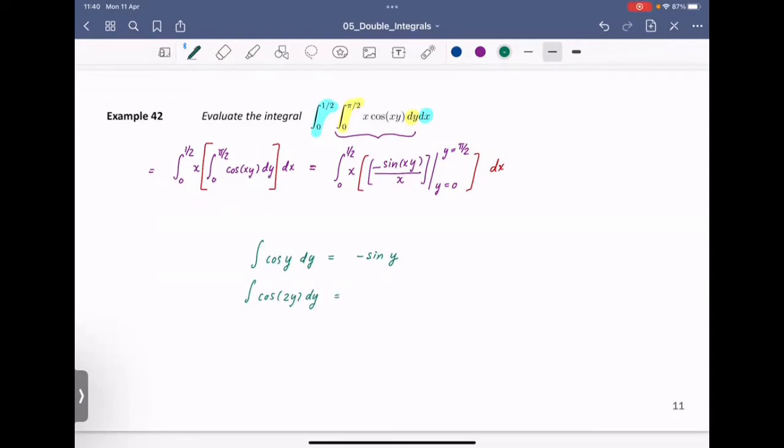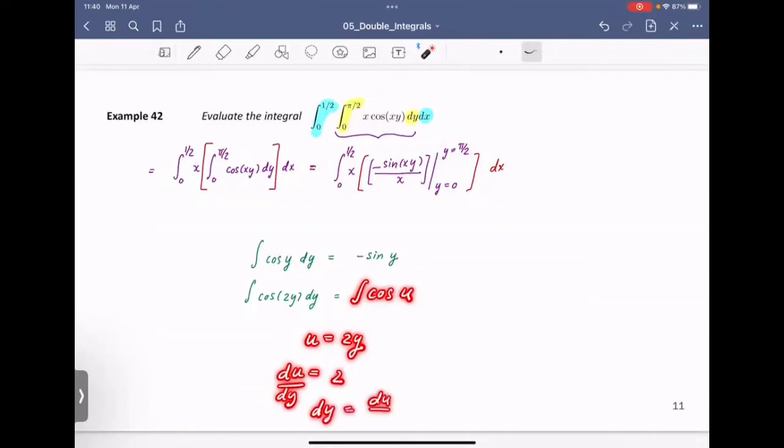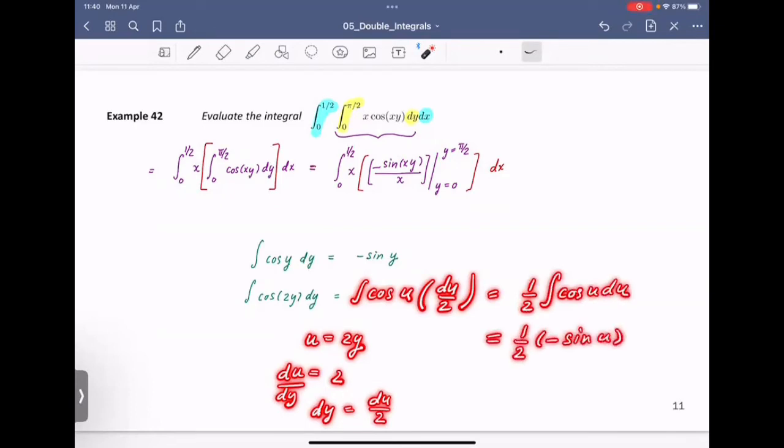You're going to say, in Cal 1, Ajahn Ratinan told us that you can change the variable. This becomes the integral of cosine u, because you pick u equal to 2y. That means du/dy equals 2, so dy equals du over 2. Then you get 1/2 the integral of cosine u du, which is 1/2 times negative sine u plus c. Then I substitute back, so I get 1/2 times negative sine 2y plus c, something like that.